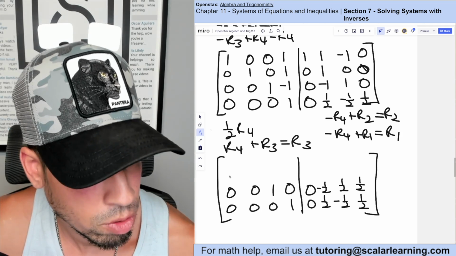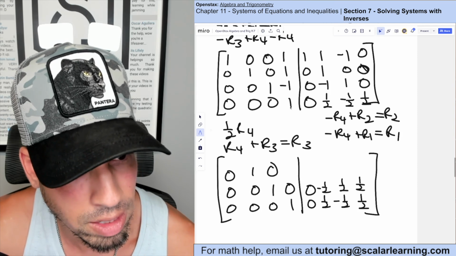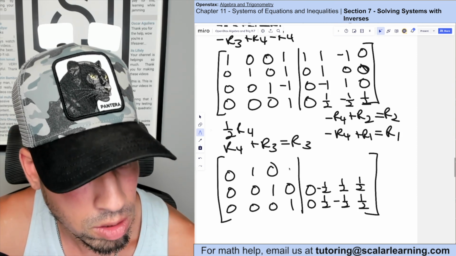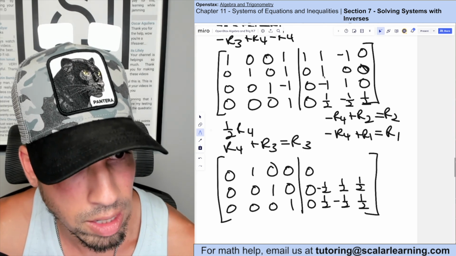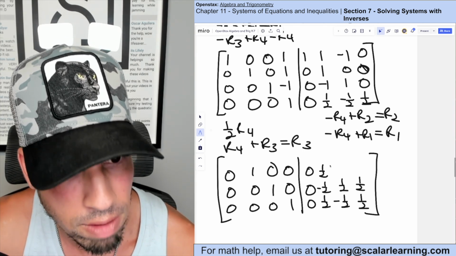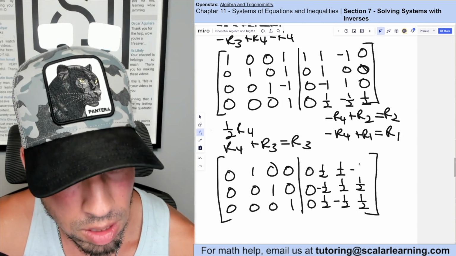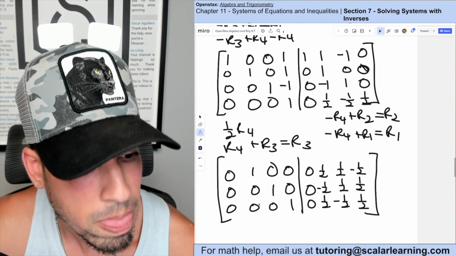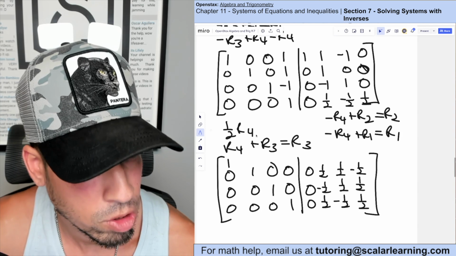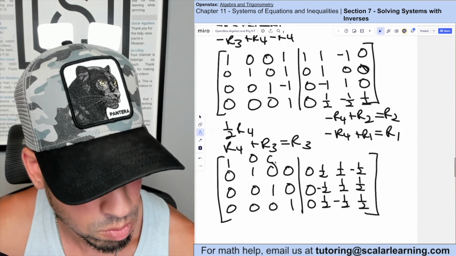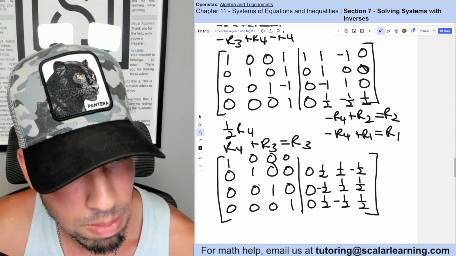Okay, now to row 2. So we got 0 plus 0 is 0, 0 plus 1 is 1, 0 plus 0 is 0, -1 plus 1 is 0. And then over here, we got 0 plus 0 is 0, -1/2 plus 1 is 1/2, +1/2 plus 0 is 1/2, -1/2 plus 0 is -1/2. Now we got the first row, last one. So we got 0 plus 1 is 1, 0 plus 0 is 0, 0 plus 0 is 0, and negative 1 plus 1 is 0. So we got that nice identity matrix here.